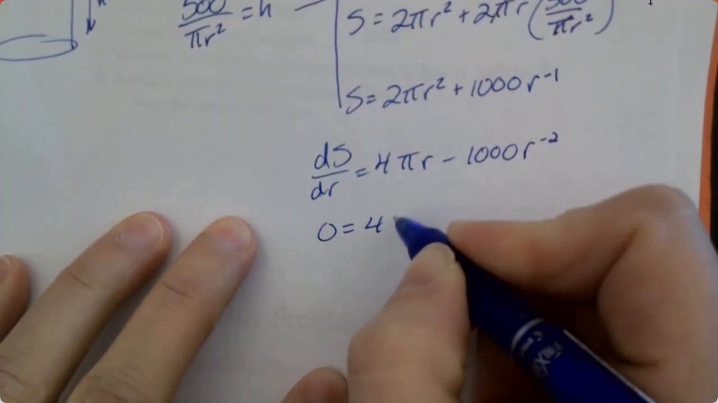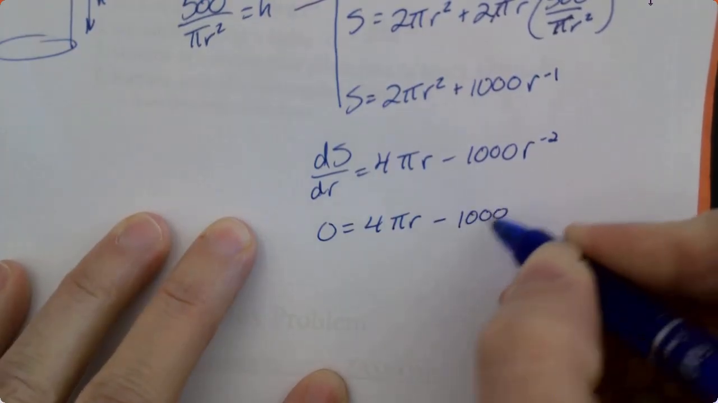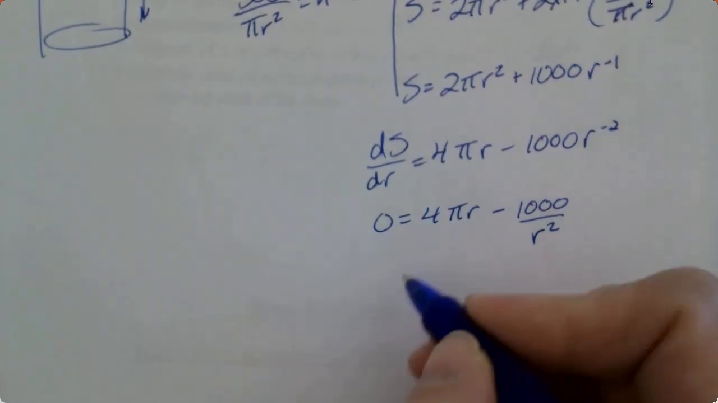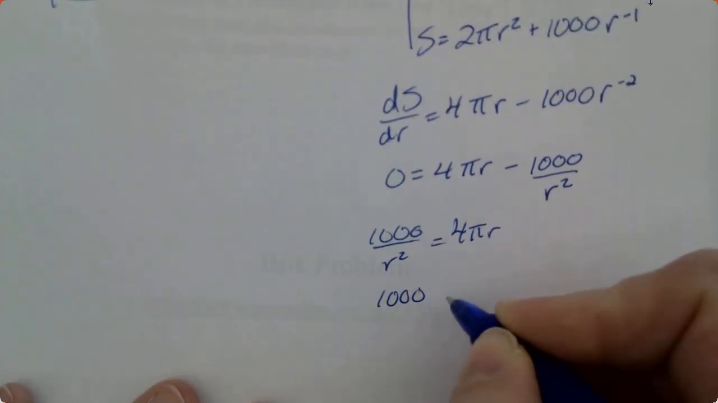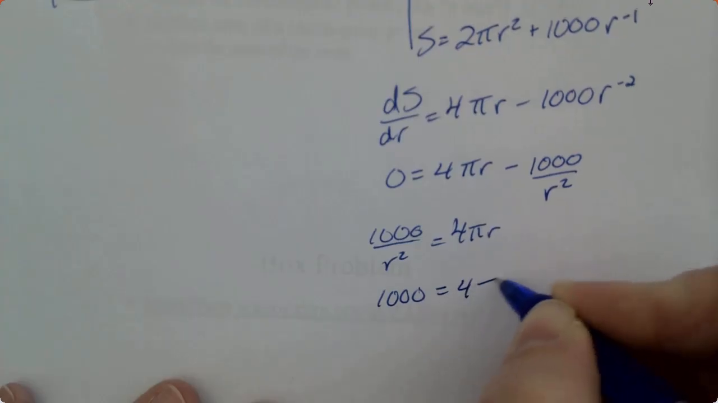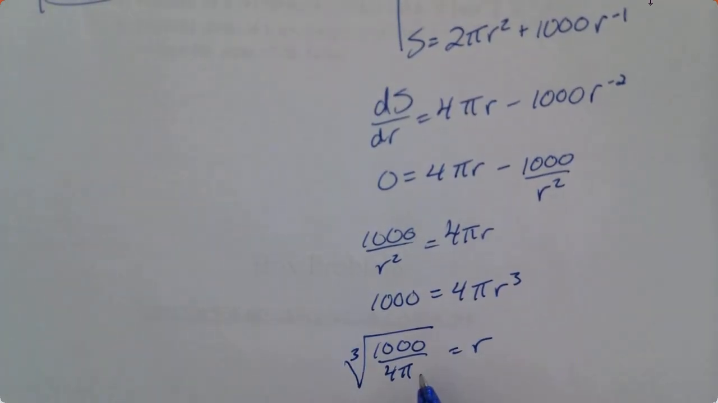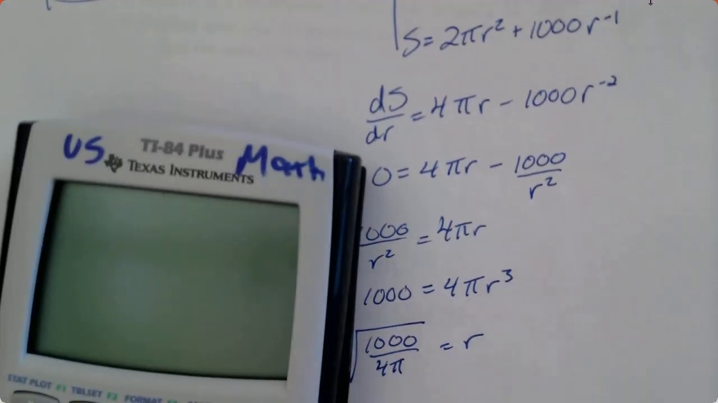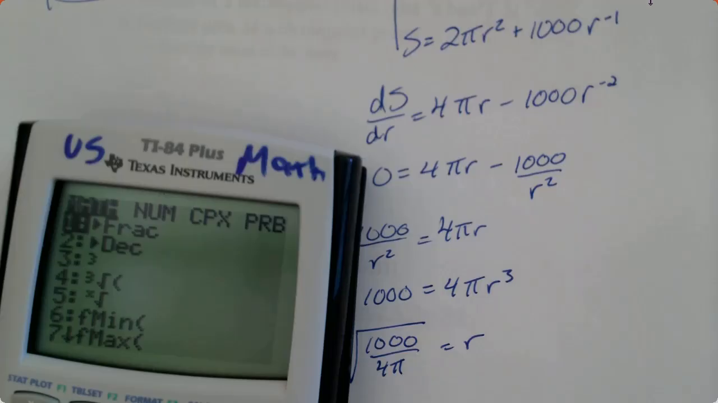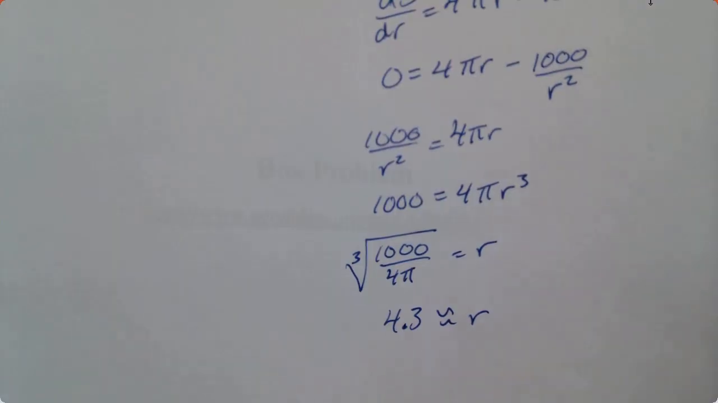0 equals 4 pi r. Now I'm going to put that r back in the denominator. I'm going to add the 1,000 over r squared to the other side. It's like cross multiplying, so now we have 1,000 equals 4 pi r cubed. All right, so I'm going to divide by 4 pi and then take a cube root. Hopefully everybody knows how to do that in your calculator. The answer would be under math option 4. So 4.3. So this is where we would do the first derivative test or the second derivative test.